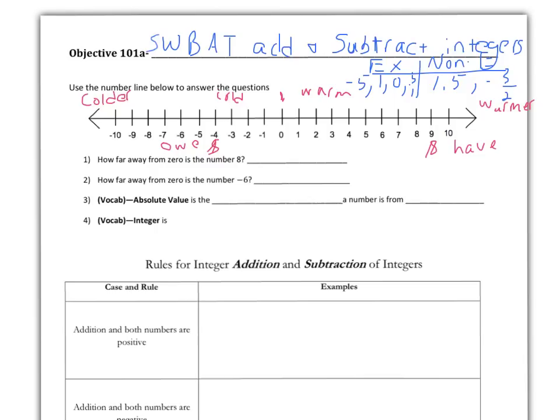Number 1, go ahead and take 10 seconds, answer that on your own. How far away from 0 is the number 8? The answer that you should have had for that is 8. And again, if you actually count the units, it's 1, 2, 3, 4, 5, 6, 7, 8. Hopefully yours is a little bit prettier than mine.